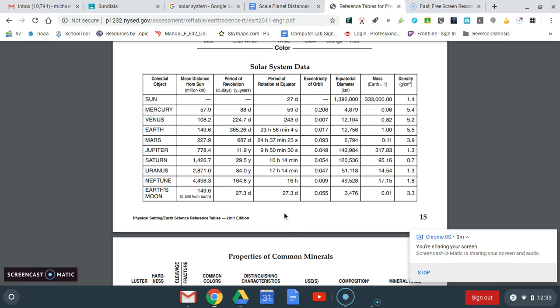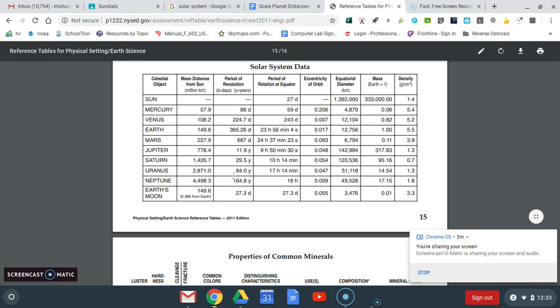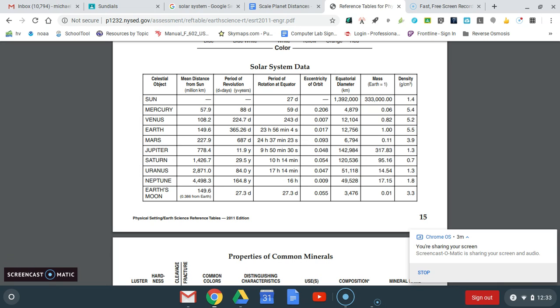Something I forgot to mention in the last video was if we look at the revolution and rotation rate for the moon, they're equal. 27.3 days for the moon to go around not the sun, but the Earth one time. And it also takes 27.3 days for the moon to rotate once. Now, that's kind of an interesting thing. The rate of revolution around Earth and the rate of rotation on the moon's axis are equal to each other. And that's not a coincidence.